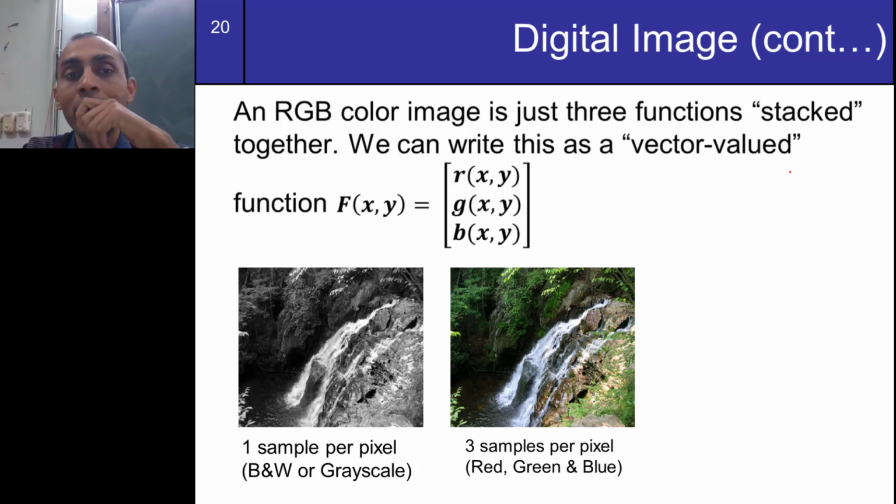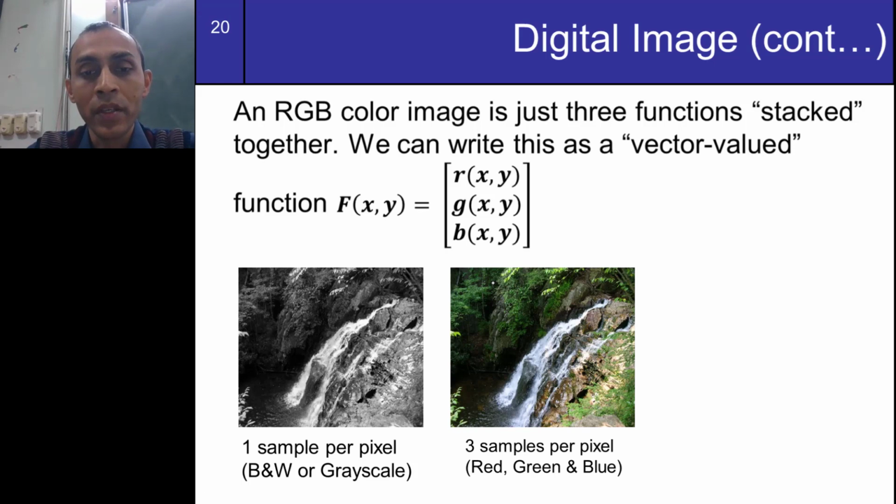For color images, normally we'll have three different channels. Instead of just one intensity value at every location, we'll have three intensity values which refer to the red channel, green channel, and blue channel. In terms of function, it's just a vector where the red channel is stacked over the green channel and blue channel. So we'll have three samples per pixel location. One sample location is called one pixel, which is a short form of picture element. It is commonly known as pixel.